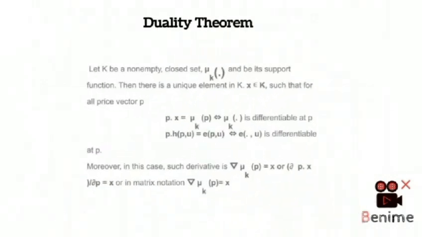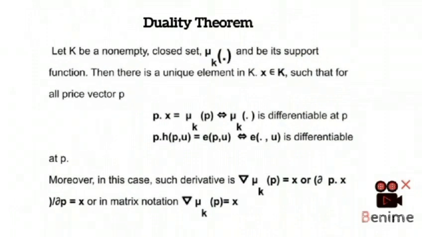The theorem states that if K is a non-empty closed set and μ_K is its support function, then there is a unique element x belongs to K such that for all price vectors p, p·x = μ_K(p). That is, μ_K is differentiable at p. Also, p·h(p,u) = e(p,u). That is, e(p,u) is differentiable at p. Moreover, the derivative of μ_K at p is equal to x.